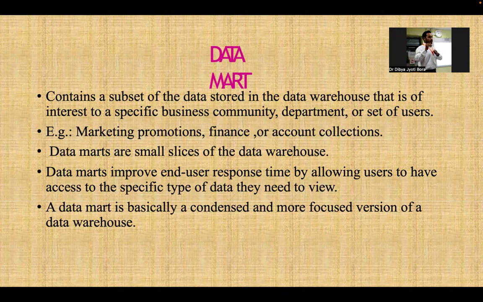Like, in the last example, I told you that we have marketing, we have IT vertical, we have, say, sales. So there are different verticals, different subjects. Accordingly, we keep the data in different subjects in the data warehouse, right? Now, in the data mart, we consider only any one of them, like marketing promotions, IT vertical, or finance, or account collections. So this way, we have detailed knowledge of a specific department or specific subject.